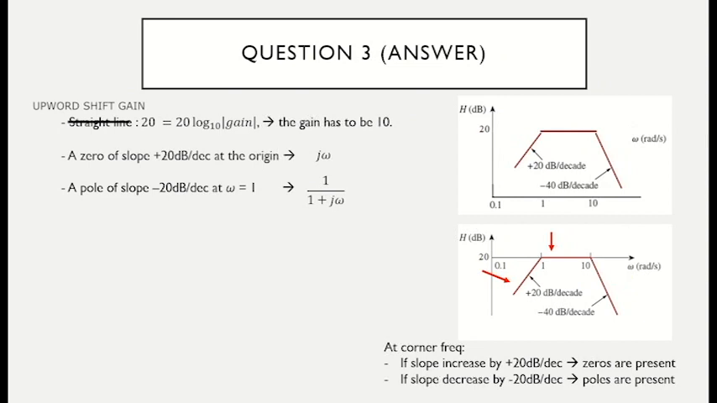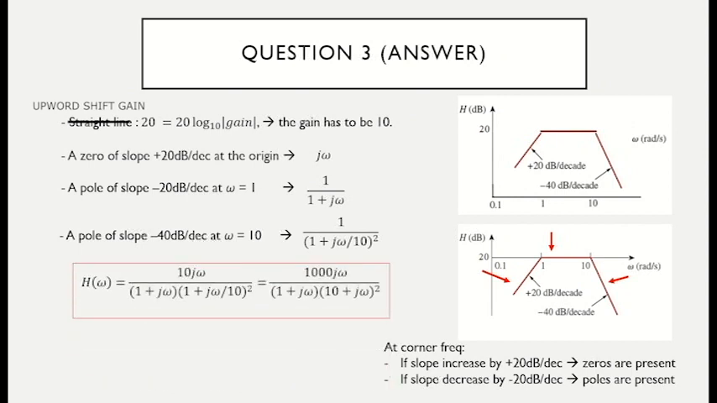Okay, next we look at the corner frequency of 10 radian per second. We can see at this corner frequency, the slope goes from 0 dB per decade to negative 40 dB per decade. So there is a decrease in slope by minus 40 dB per decade. We know that because the slope decreases, there are poles present. And because it is minus 40 dB per decade, we have the squared term in the transfer function expression. So the overall transfer function for this Bode plot is as shown here.